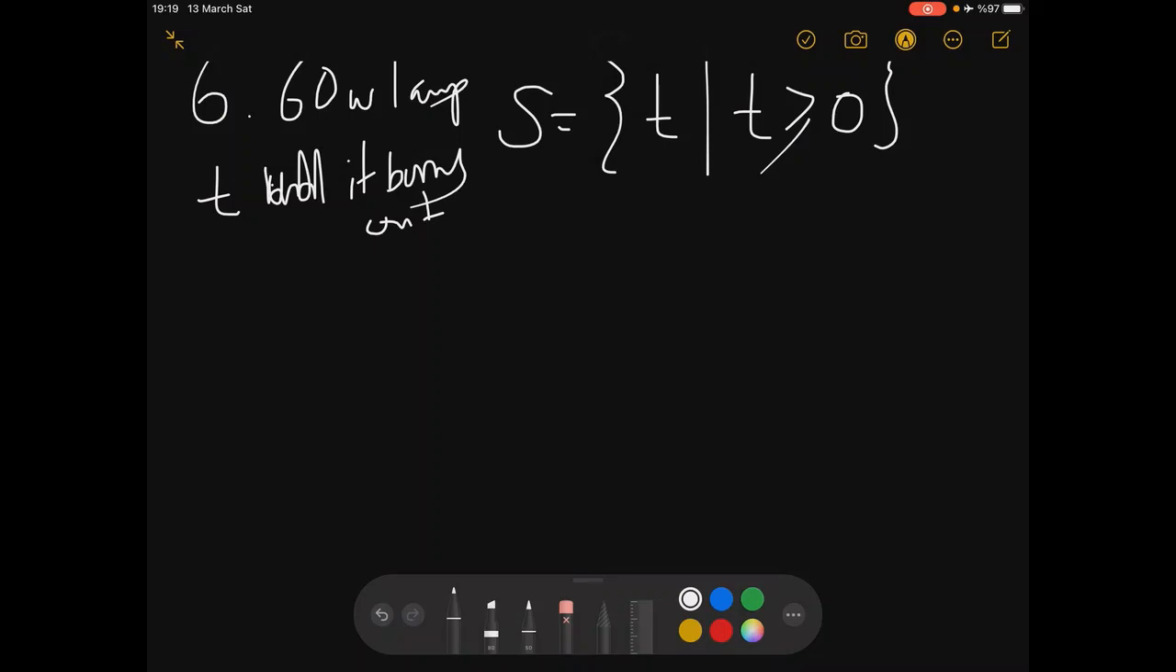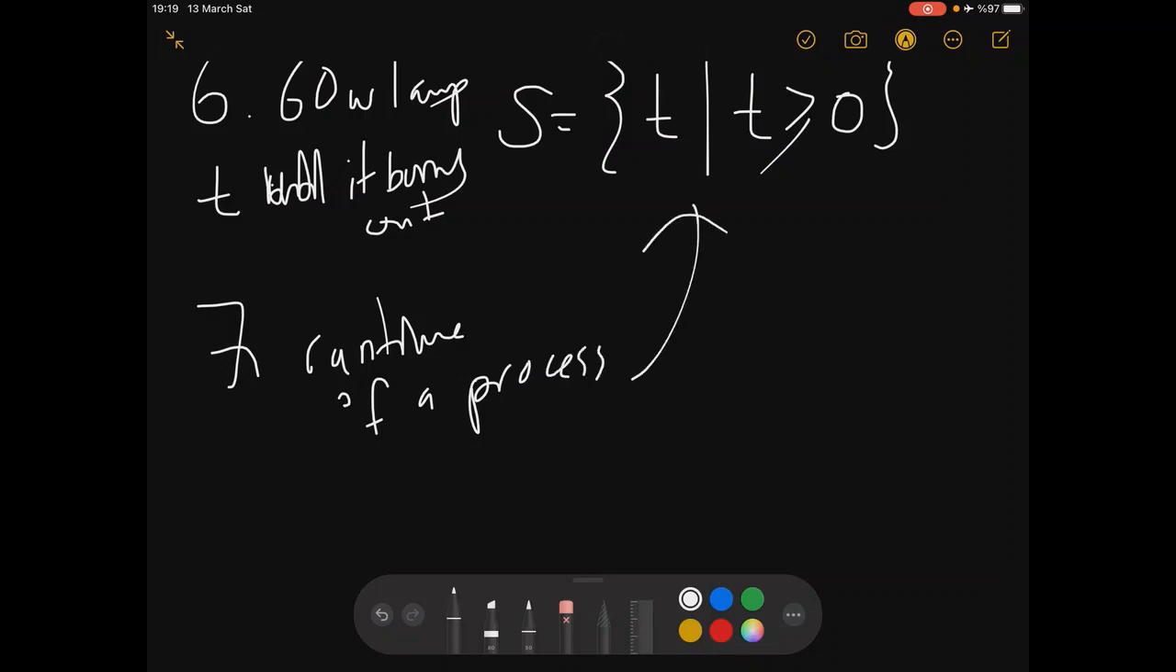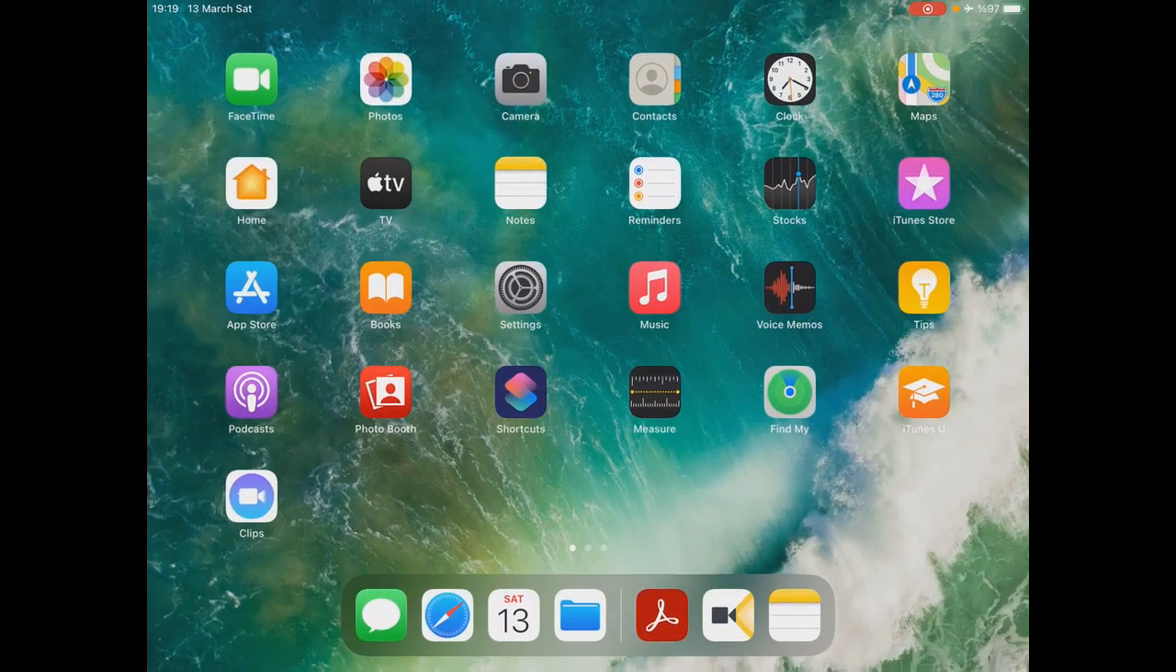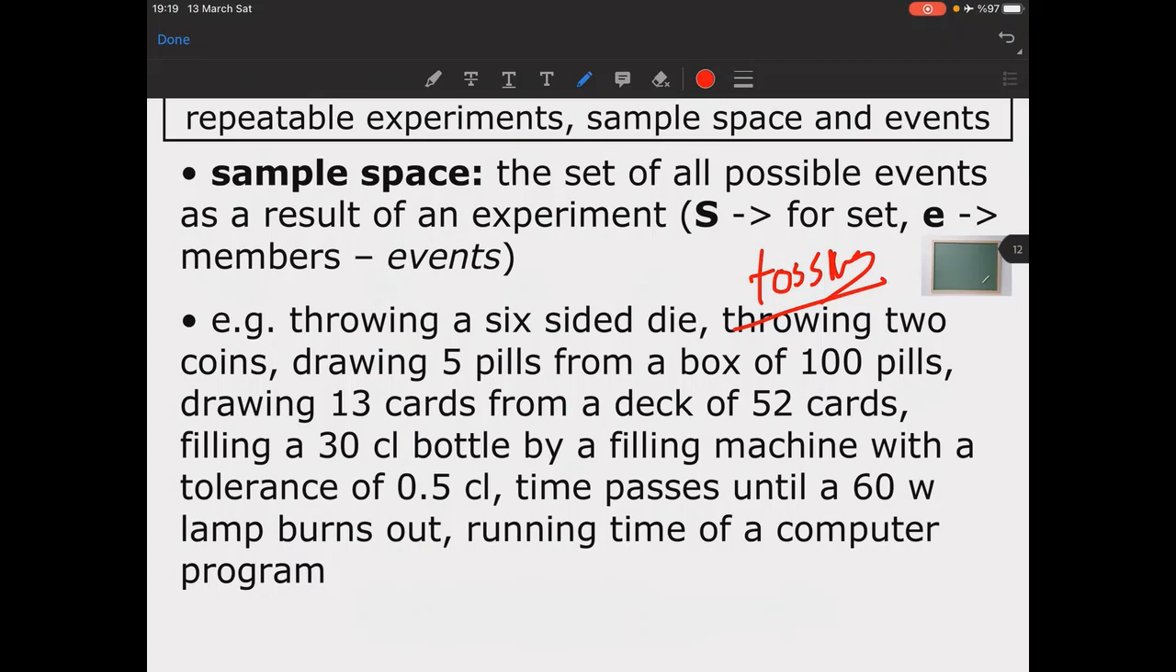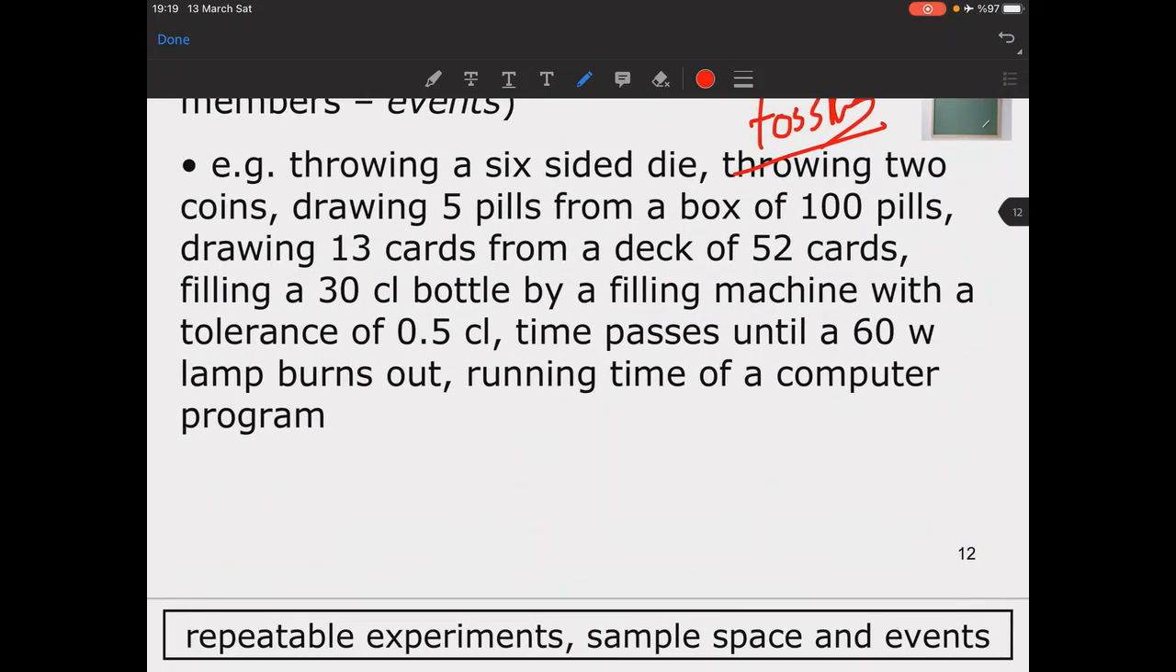Okay, that's the idea. And how about the runtime of a computer program? Runtime of a process, for example, a computer program or something. It's pretty similar to this one, right? So that's the idea about determining the sample space of an experiment.